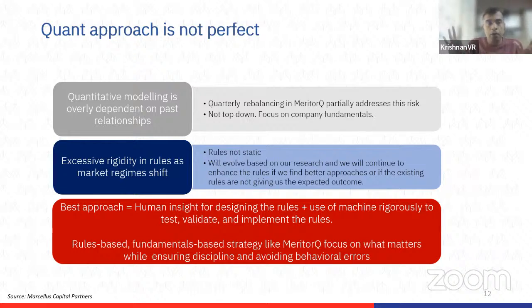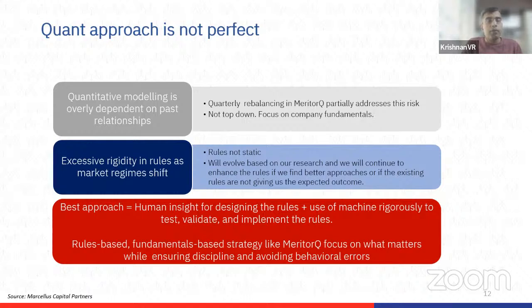And for the point I made on being overly dependent on past relationships, remember that we have said it all along that in MeritorQ, the rules are from our insights, and based on economic intuition. They should be completely justified basis what we think is reasonable, what has worked or not worked in the past, and what we think will work in the future, right? So this is human insight into the design of the rules, and there is human oversight, and the testing and validation of these rules is controlled by us human beings.